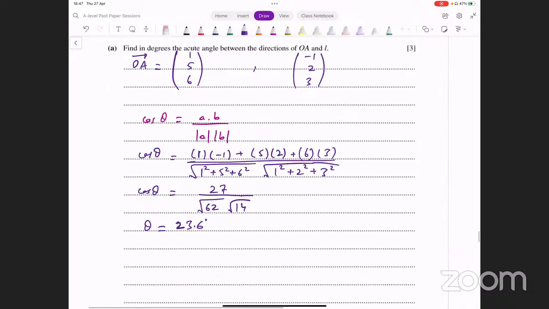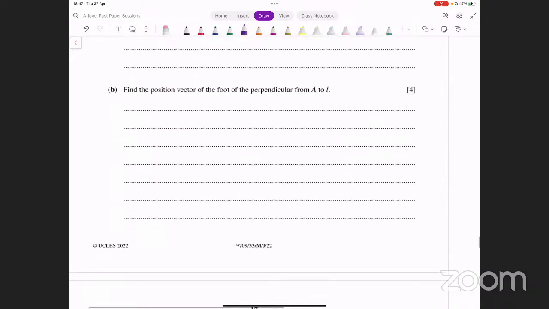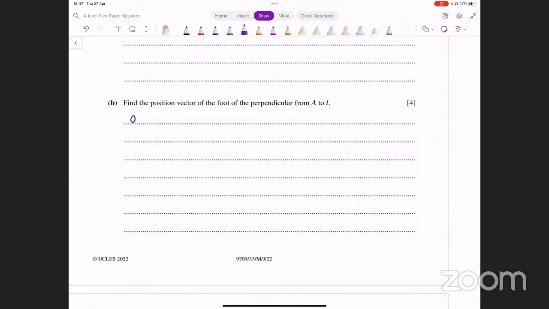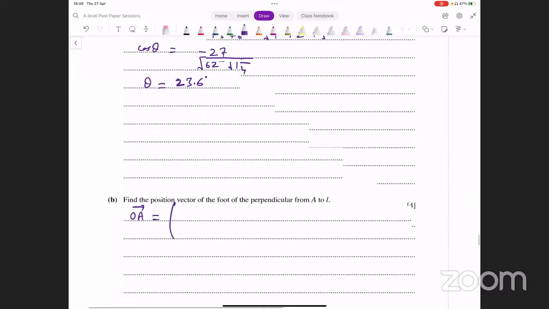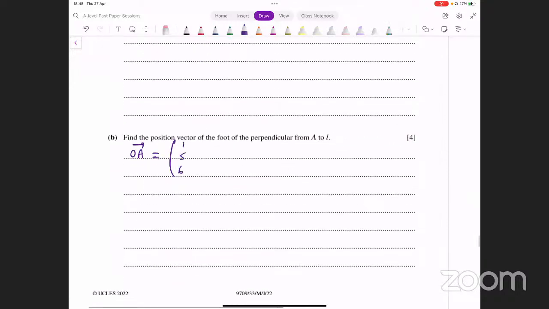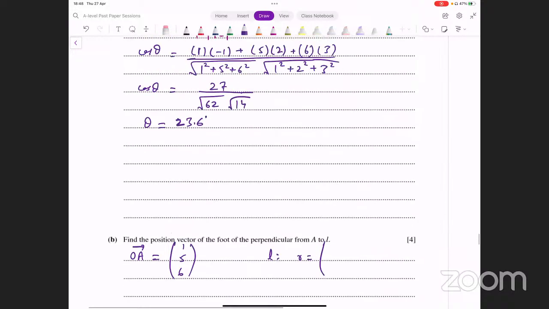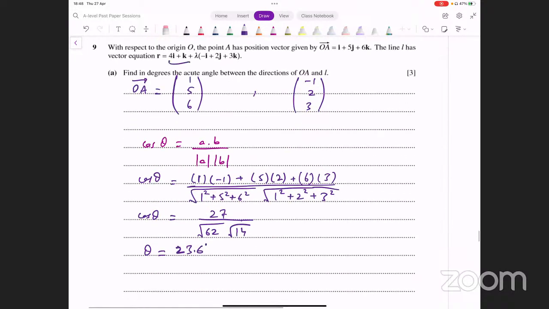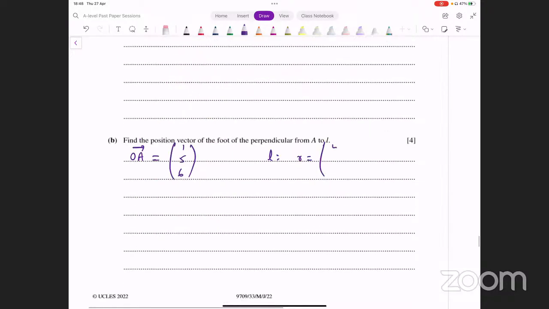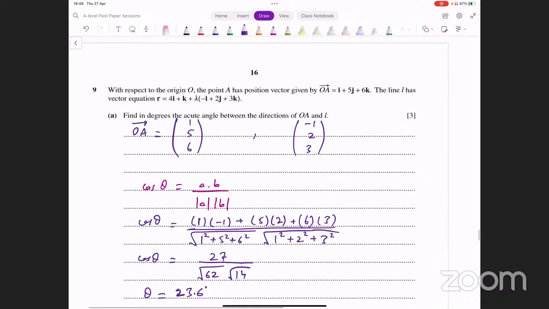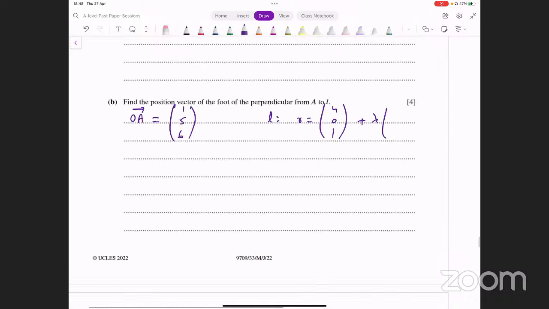आपके पास एक लाइन की इक्वेशन है. लाइन क्या है? Let me write that here. In fact, एक point OA है. Let me write that point here first of all as well. That's 1, 5, and 6. And the line L is r equals, write this in vector form, 4i plus k. J component missing है, so that's 4, 0, 1 plus lambda into minus 1, 2, 3. This is the equation of the line that we have.